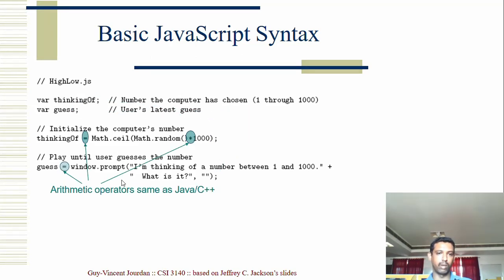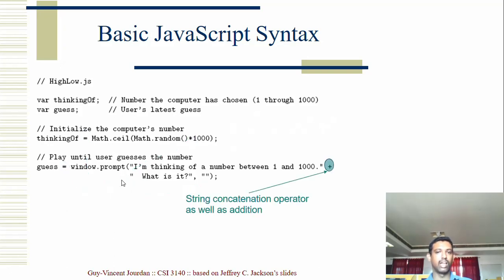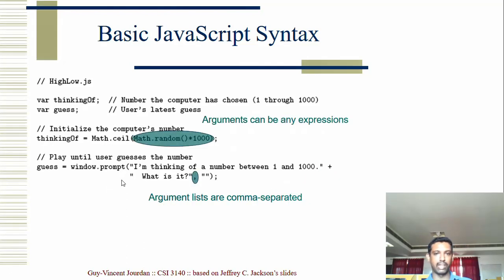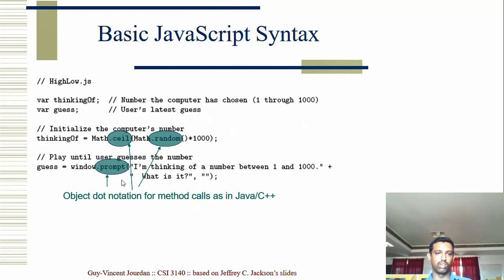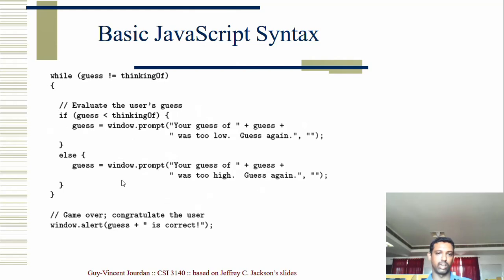Here the arithmetic operators are used like in Java, C, and C++. The string concatenation operator is used to combine two strings. It is the Math function. Arguments can be an expression, and the argument list is comma separated. So this is the object dot notation for method calls as in Java or C++: prompt, then ceil, then random.